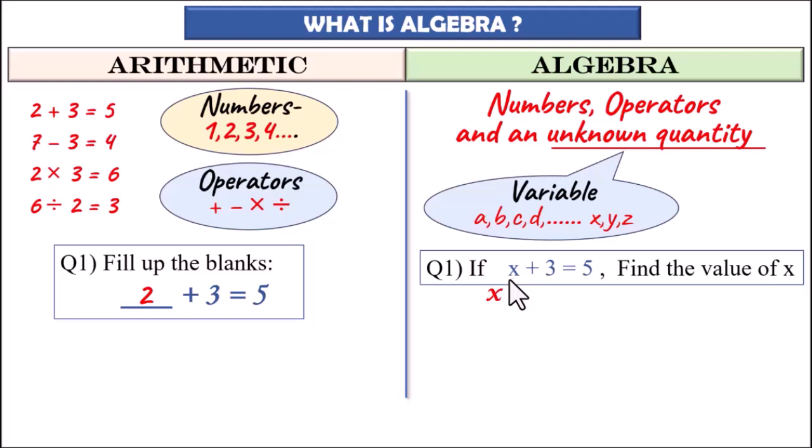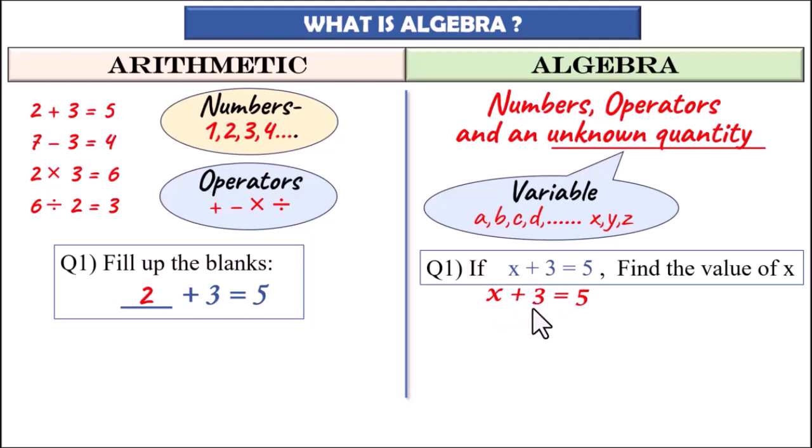Here in the expression x plus 3, x can be any number and its value can vary. Therefore, it is called a variable. But when we make this expression equal to some number like 5 in this case, then x can have only one unique value for which this statement is true. To find the value of x, we arrange the numbers so that only x remains on the left side of the equal to sign. So what we will do?